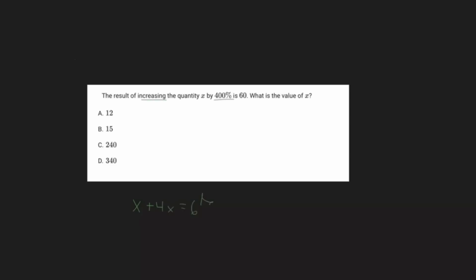And so in reality, this will just be 5x equals 60. Therefore, solve for x, that's going to be 12. Right? So another way you could think about this is that if you increase the quantity by 100%, you're doubling it. So if you increase it by 200%, you're tripling it. And therefore, in reality, by increasing the quantity by 400%, you're really just multiplying the original value by 5. And so 60 divided by 5 is 12. And yeah, that's an easy way to think about it.